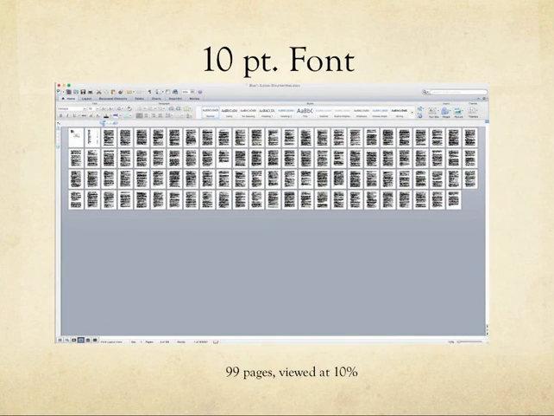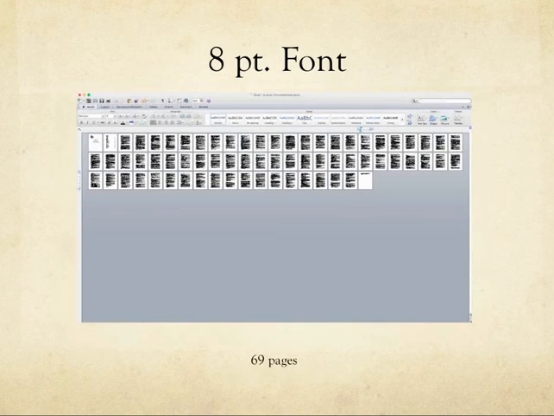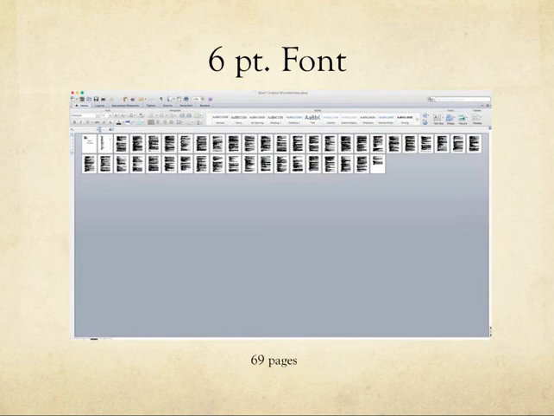And now we're down to a 10-point font instead of 12-point font. And that drops it to 99 pages, again viewed at 10%. So we have 4 rows with about 25 pages, still too long. So we're going to shrink it even more, down to 8-point font. And that makes it 69 pages, that's still too long.